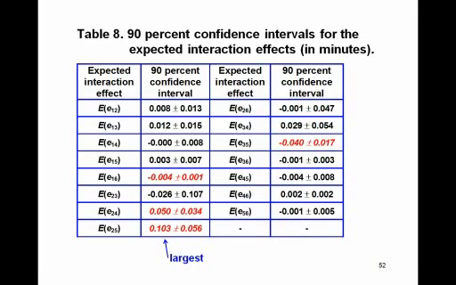If we go back here to this table, here we see 90% confidence intervals for the expected interaction effects in minutes. The ones in red are based on 5 replicates. The ones in red are statistically significant. The ones in black, not italics, are not statistically significant. There are only 4 that are statistically significant.